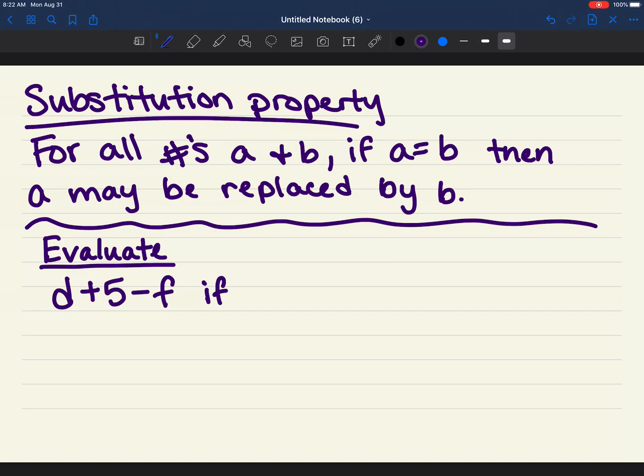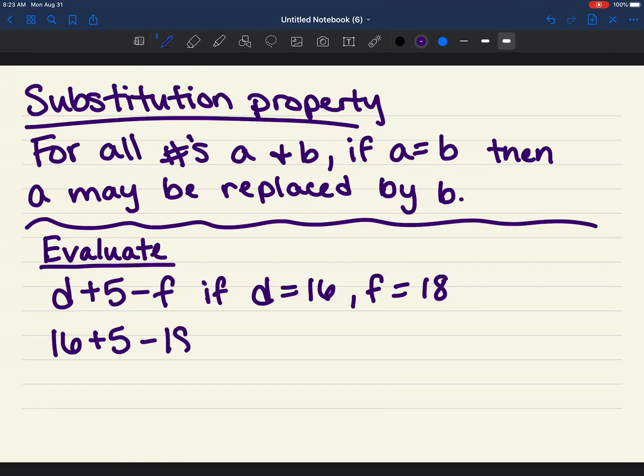Okay, so we're going to evaluate this expression, D plus 5 minus F, if D is equal to 16 and F is equal to 18. Right, so here's where substitution property comes in. I want to rewrite D plus 5 minus F, substituting in the numbers 16 and 18. So somebody tell me how I would rewrite that using substitution. Instead of D, what would I write? 16 plus 5 minus what? 18. Okay, notice I just substituted in for the variable what it told me the variable was equal to.